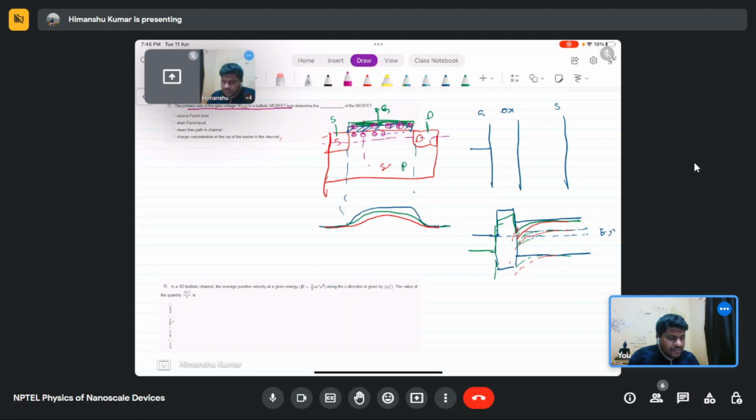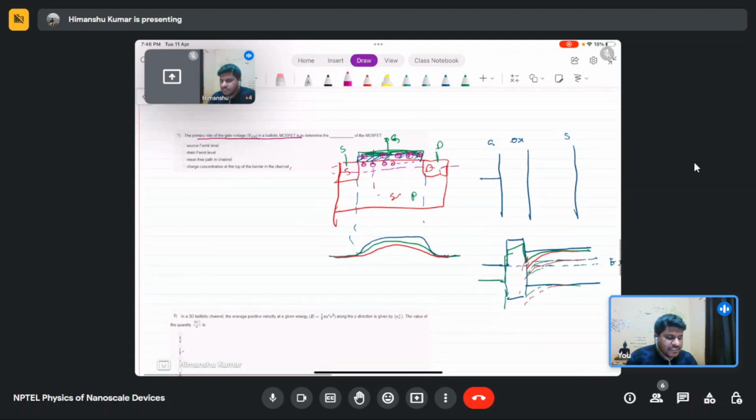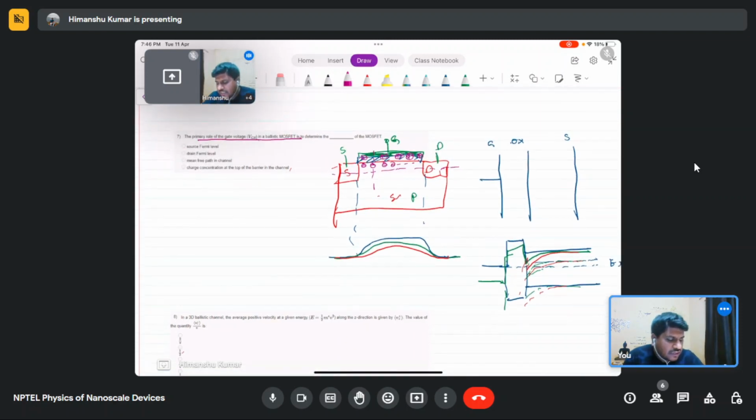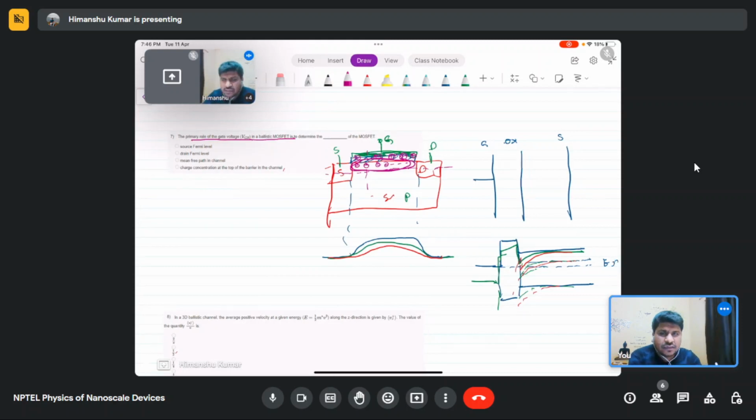So basically the gate is controlling the equilibrium number of carriers in the channel, and the application of drain to source voltage will signify how these electrons are flowing from source to drain through this channel.